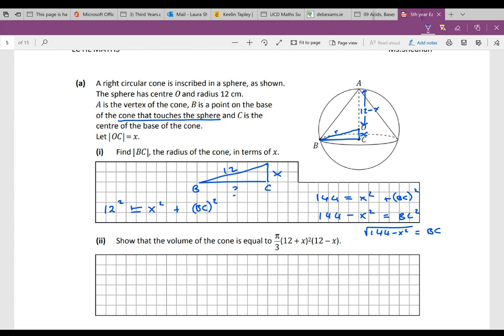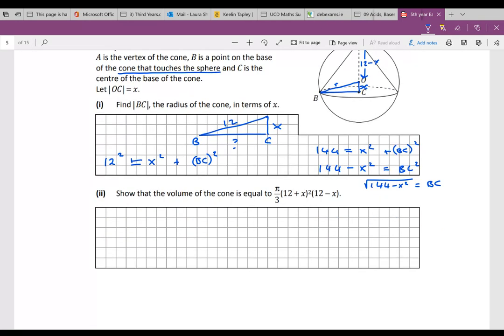Okay, and you can leave it exactly like that. Alternatively, if you did see here that this was the difference of two squares, you could have said that this was the square root of 12 minus X, 12 plus X. But it's not needed. 144 minus X squared is absolutely perfect.